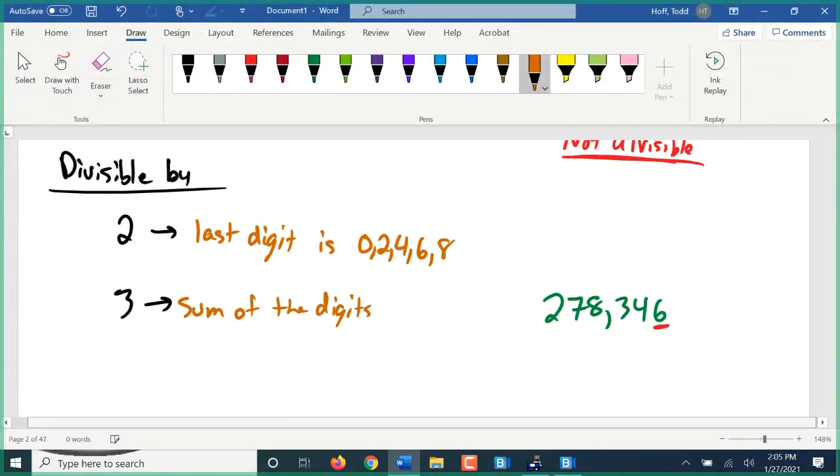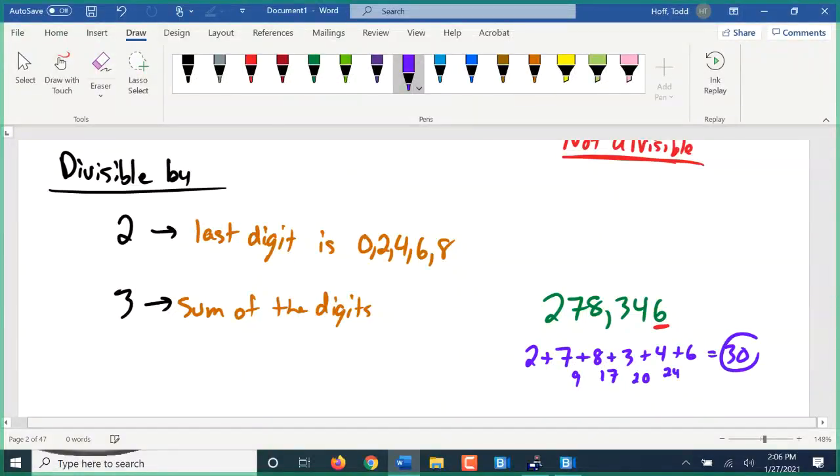So if we look at this over here, what's 2 plus 7? 9. Next digit's 8, so 9 plus 8? 17. Plus 3? 20. Careful. Plus 4? 24. And plus 6? 30. So if I add up those digits, they add up to 30.